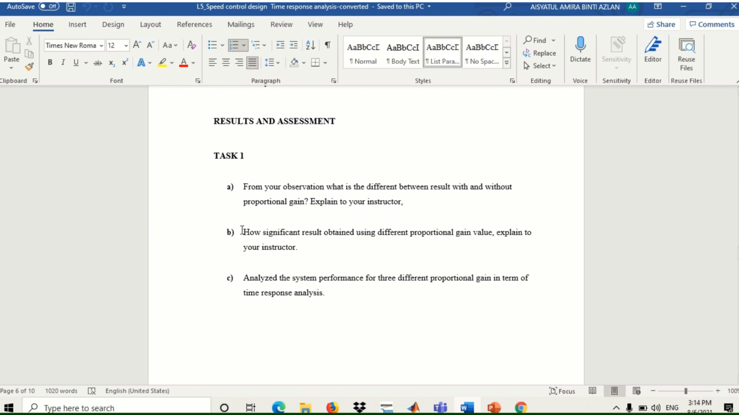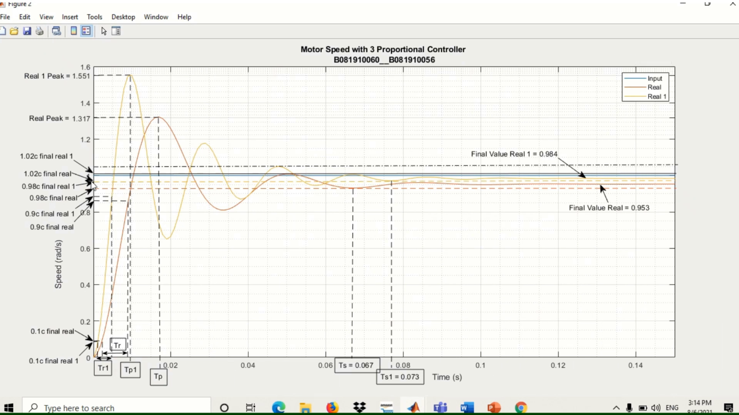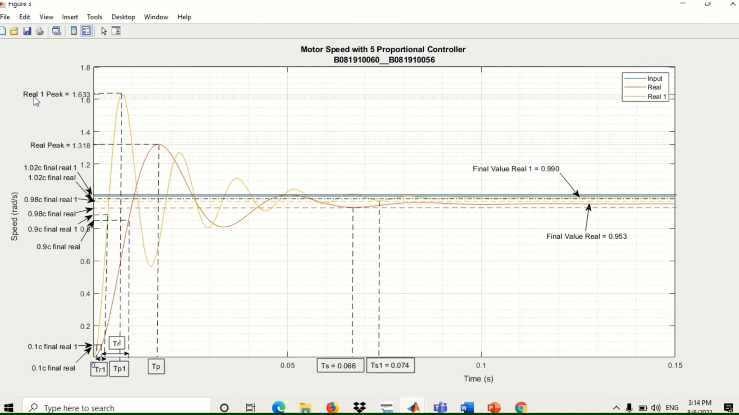Question B, how significant are the results obtained using different proportional gain values? We can see from the graph also, with the highest proportional gain, we can get a higher speed control system response. So this is the graph for 3, and the peak is 1.551, and for 5 we get the peak with proportional gain as 1.633.